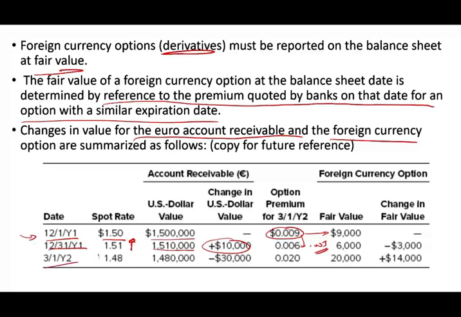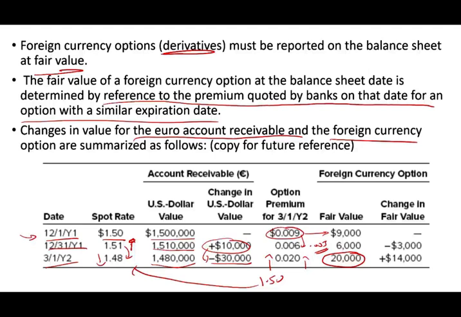But by March 1st, the rate went down to $1.48. Now you are happy. Now your option is worth more. Now your receivable is worth $1,480,000. Your receivable went down from $1.51 to $1.48. There's a $30,000 change. But your premium went up because you are protected. Remember, you can sell it at $1.50 and the rate is $1.48. Therefore, you are protected. You are in good shape. So the premium went up from 0.006 to 0.02, which is your fair value. Now the premium has a fair value of $20,000. It changed $16,000, the change in the fair value of the premium.